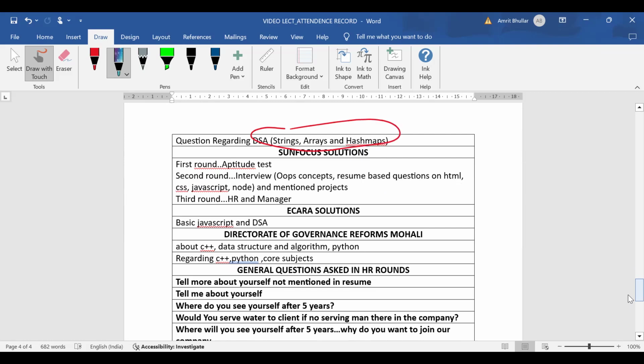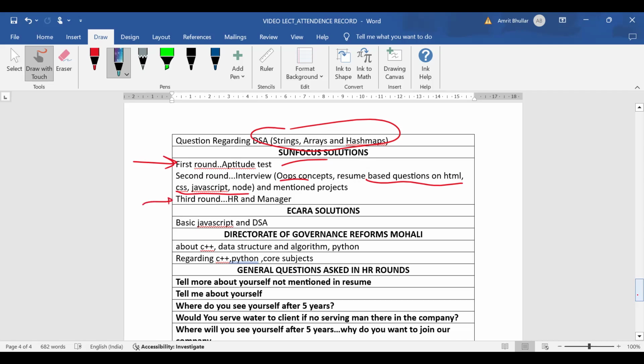Then we come to the next one, that is Sun Focus Solutions. The first round is an aptitude test. So you can see that every company goes for the aptitude test, so you can know how important it is for you to prepare for aptitude. The second round is interview based, in which OOPS concepts and resume based questions on HTML, CSS, JavaScript, Node, and mentioned projects will be asked.